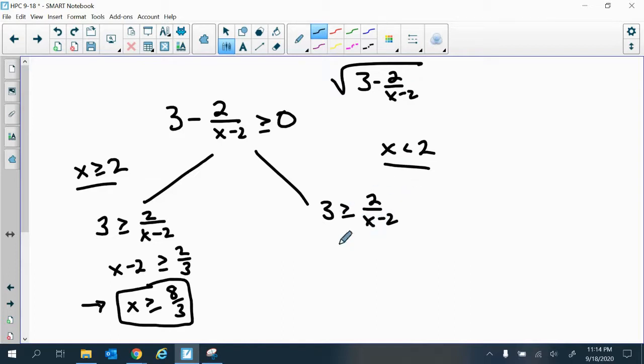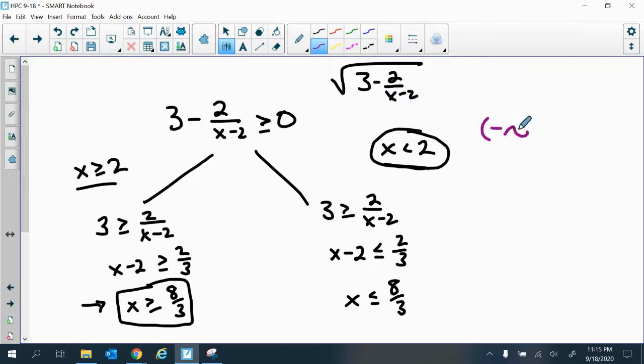Now over here, when I cross multiply, I have to flip the sign, because x minus 2, if x is less than 2, is a negative number. And then I add 2, and I get x is less than or equal to 8/3. Well, in this case, this is actually the more restrictive thing, because x is less than 2 is more restrictive than x is less than or equal to 8/3. So if I'm looking at what's on the inside of the square root, I'm allowed to have everything from -infinity to 2 union 8/3 to infinity.